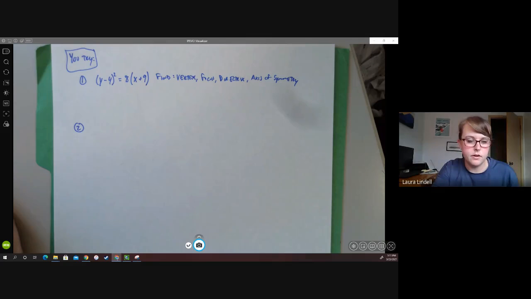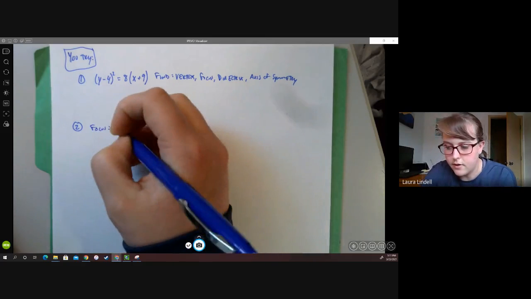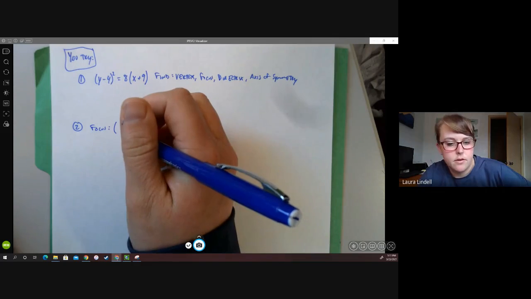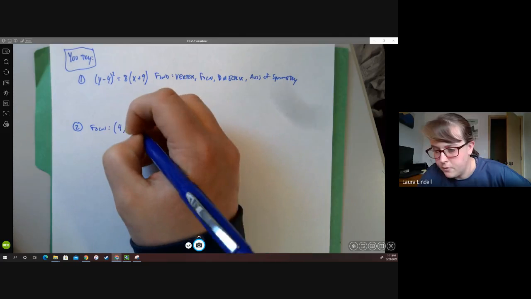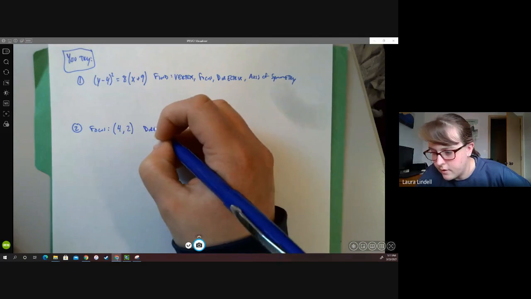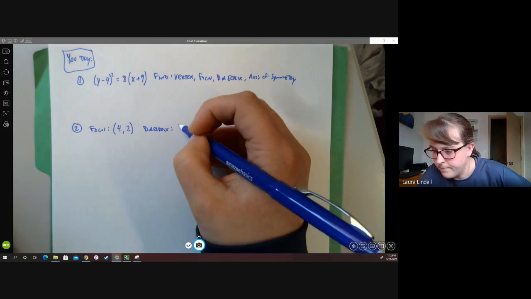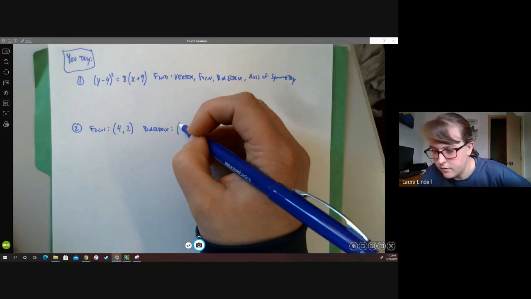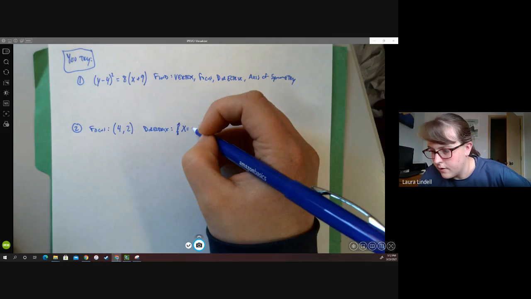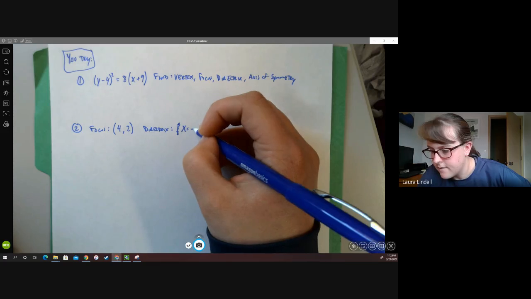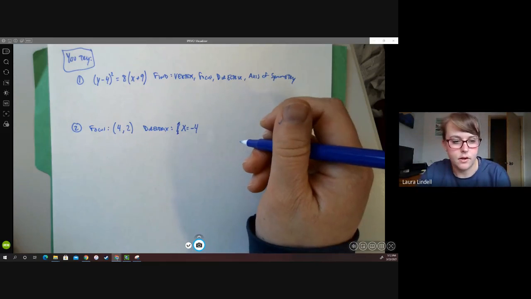Second one, given that the focus is (forward 2), the directrix is x equals -4. Write an equation for the parabola.